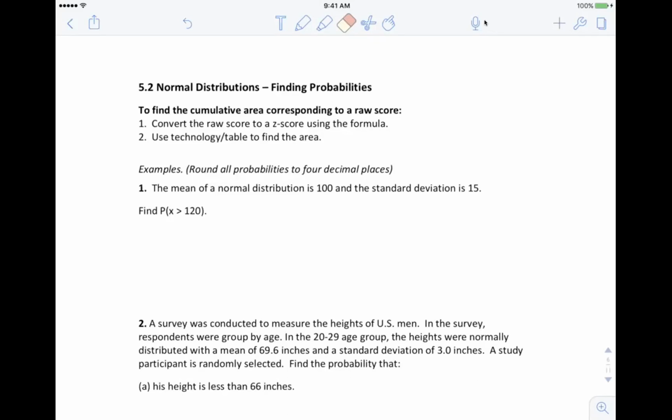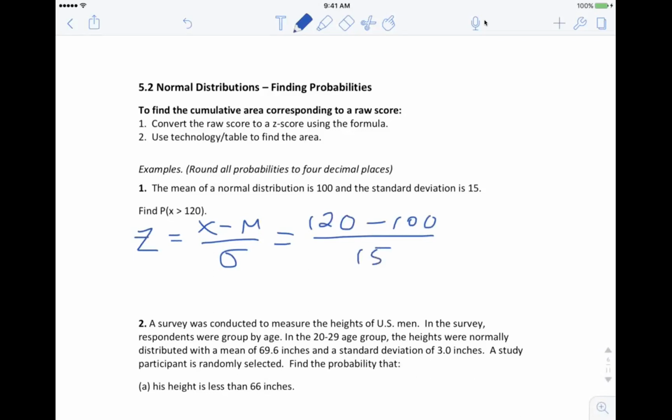Here's number one. You're always going to be given a mean and a standard deviation, and then asked to find some kind of probability. So this is to find the probability that x is larger than 120. So first step, z-score. And the formula, as a reminder, is this. The x that you plug in is always from the question, what you're trying to find. The mean is the population mean that is given, and then the standard deviation.